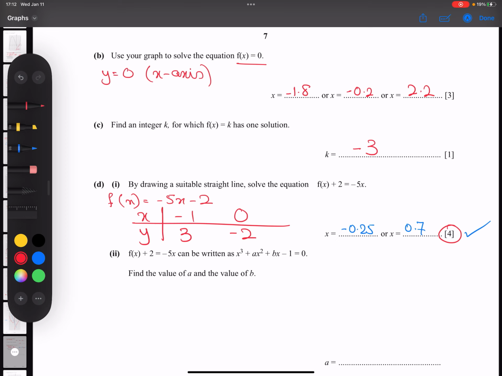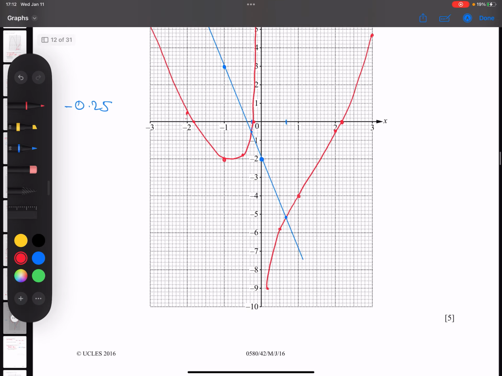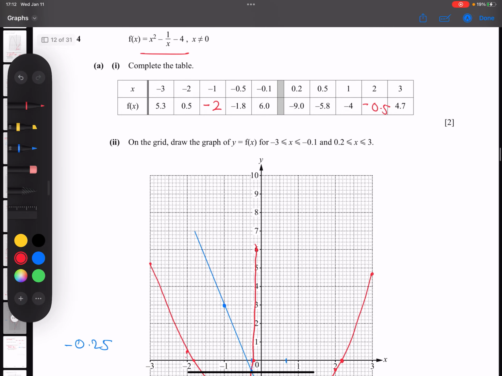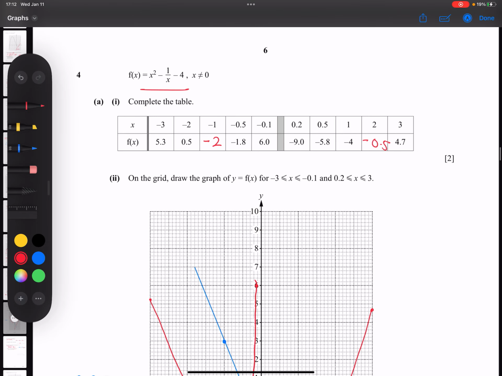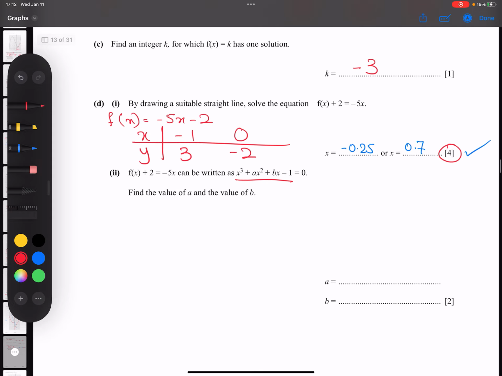Question 2, f of x plus 2 equals -5x can be written like that. It's just all about rearranging. You have to go back to f of x, and f of x here is x squared minus 1 over x minus 4. So x squared minus 1 over x minus 4 plus 2 equals -5x.